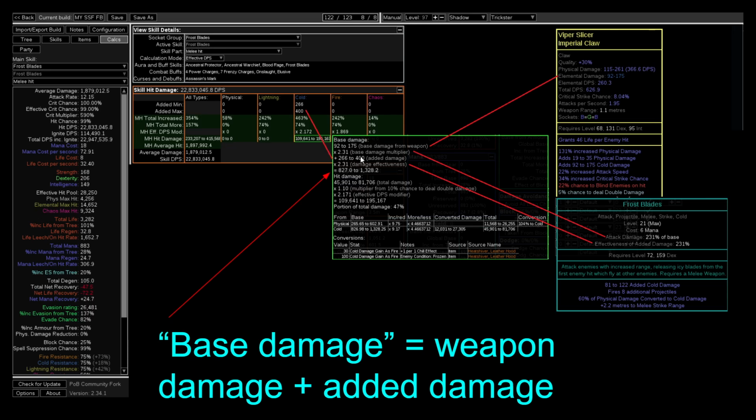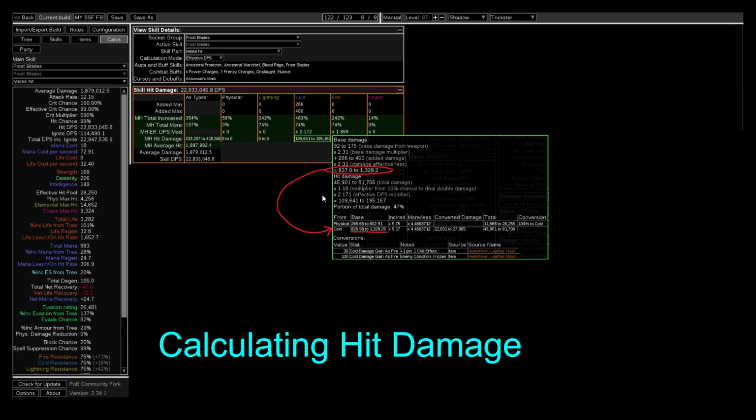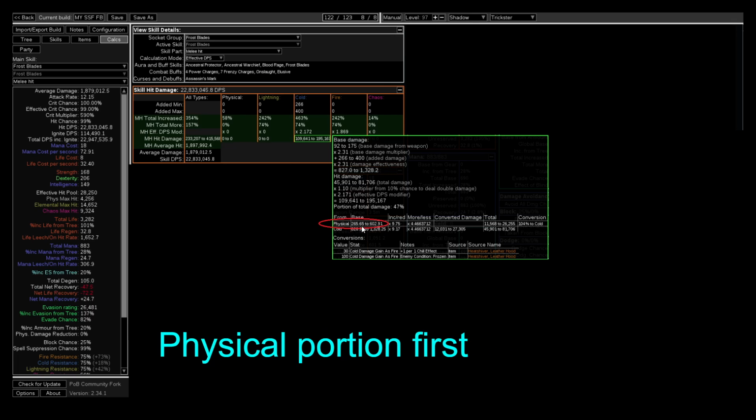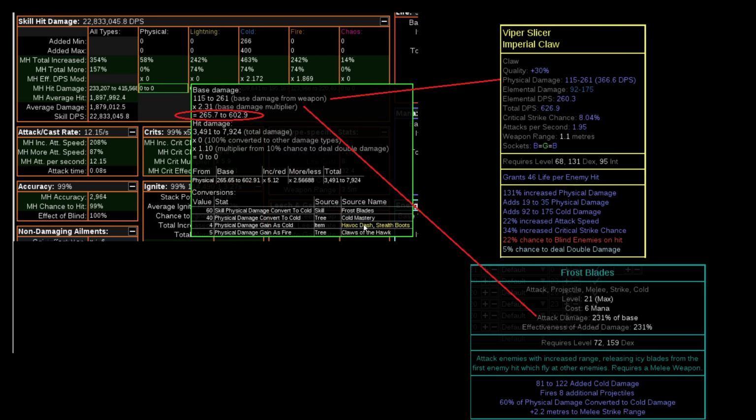And then both of those numbers together get multiplied by the effectiveness of added damage, which is also from the Frostblades gem itself right here. All that together, you get this number here, 827 to 1328. Okay. Now that number shows up again down here. Okay, and we're going to come back to this number in a minute. But first, we're going to talk about the physical damage that a Frostblades attack build will have.